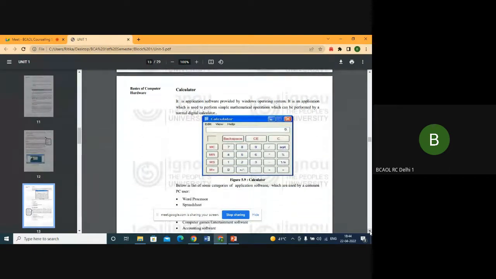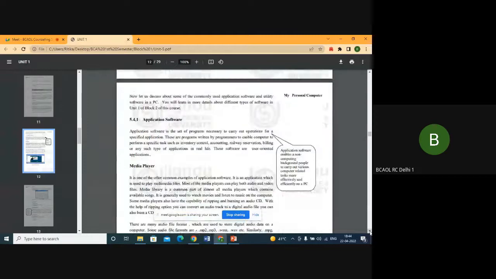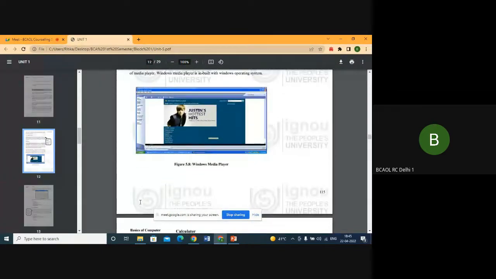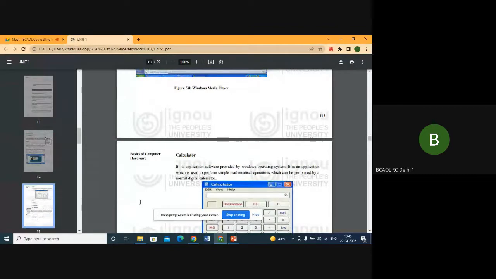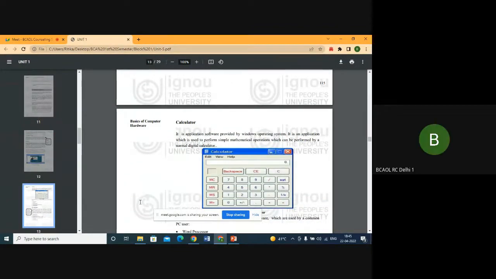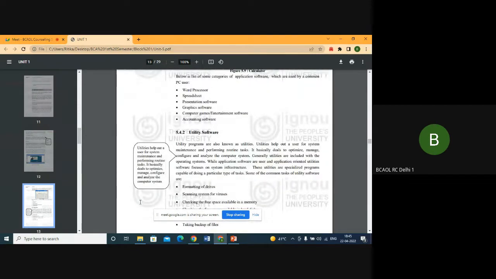So there is other utility software also inside your system, yes or no? Yes. Apart from application software, the third kind is utility software. Like a media player is used for listening to music or watching video files, and a calculator is used for calculating certain things. These are application software basically.